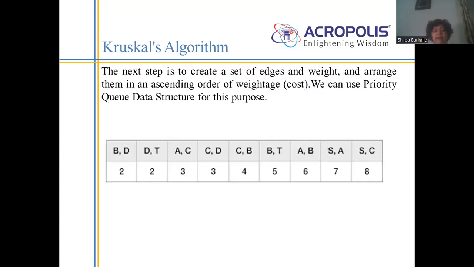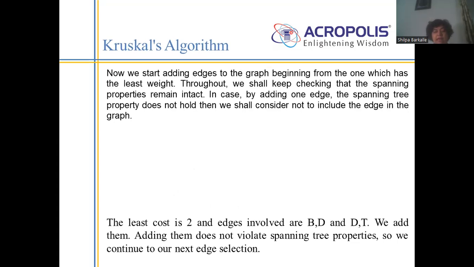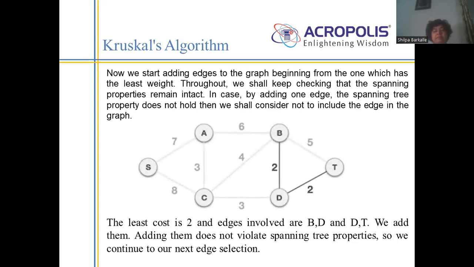So when we look at our collection of edges, or our priority queue data structure, the edges with minimum weight are BD and DT having the weight 2. So we first of all add these two to our minimum spanning tree. By adding BD and DT, we can see that no properties of the minimum spanning tree are being violated. They are not forming any loop. So we add both of these edges to the spanning tree and move on to the next edge selection.